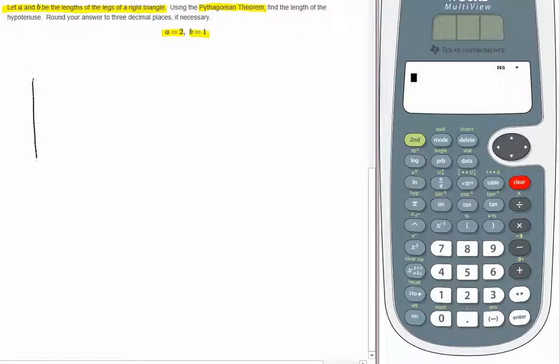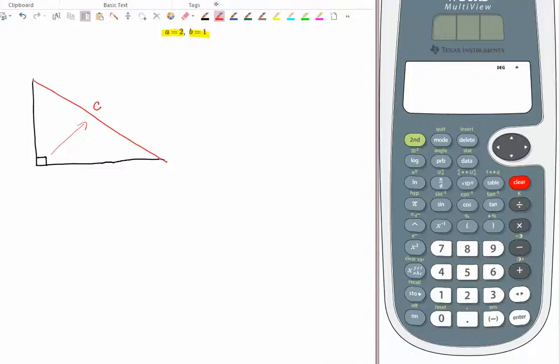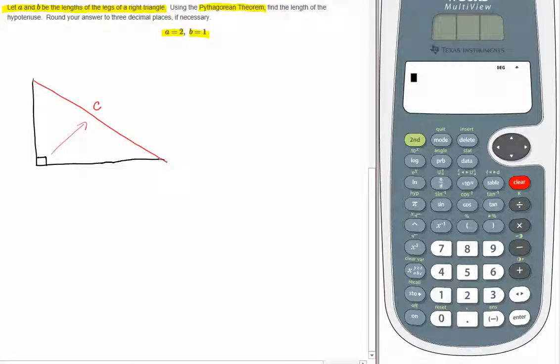A right triangle has two sides called legs that come together to form a right angle. And then the third side across from that right angle is called the hypotenuse. It's always across from the right angle. Generally when we label right triangles, we call the hypotenuse C, and the two legs we generally call A and B.